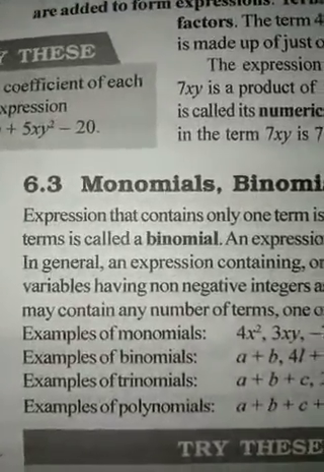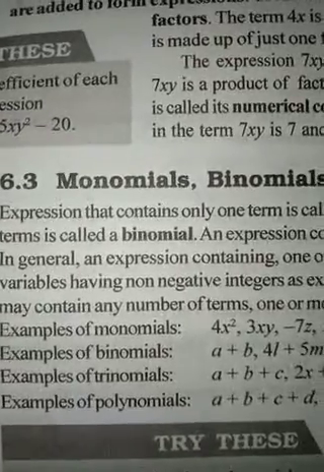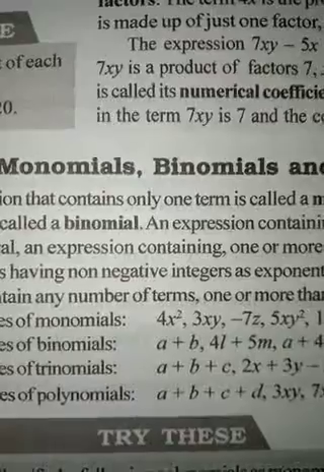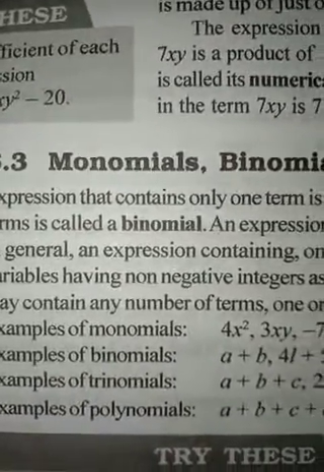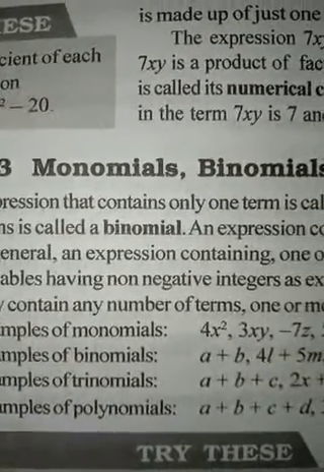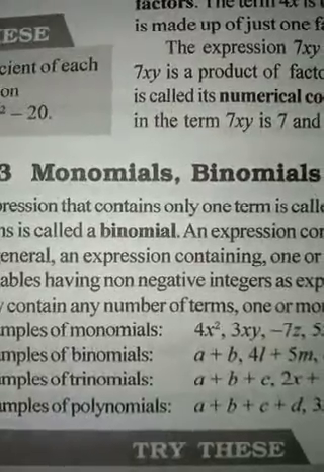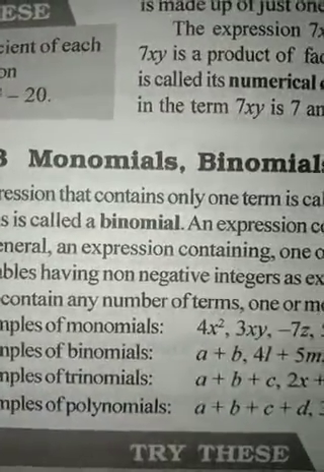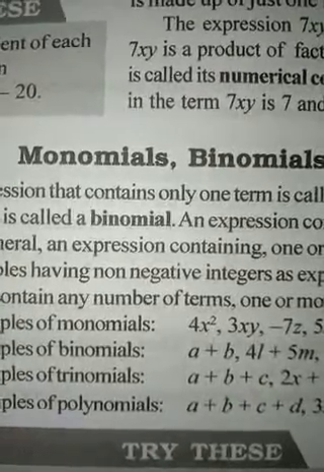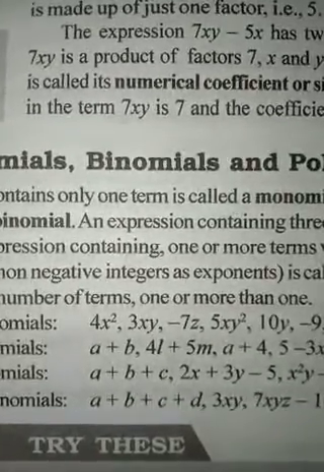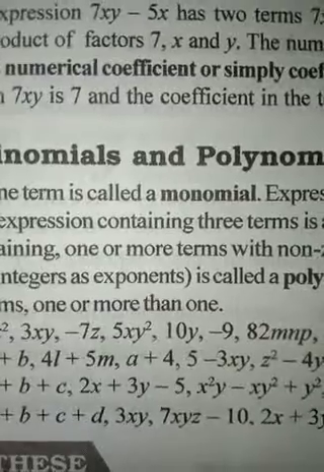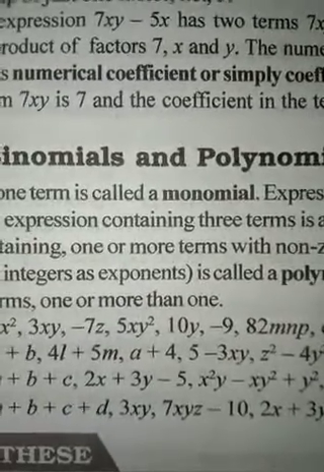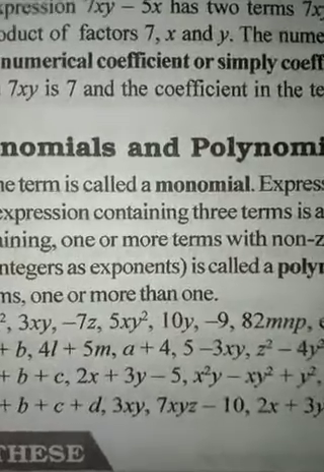Monomials means 4x square, which has only one term. Here 3xy also has one term. Binomials means a plus b, b plus c, c plus d, like that it goes on. Trinomials means a plus b plus c, containing three terms. That is 2x plus 3y minus 5, x square y minus xy square. Like this, having three terms is called a trinomial.